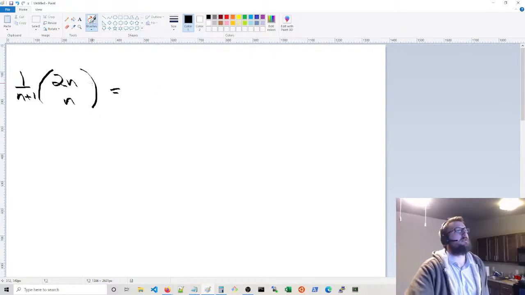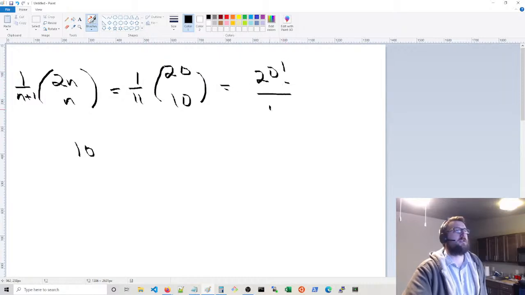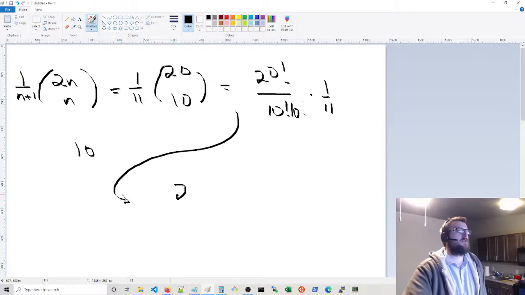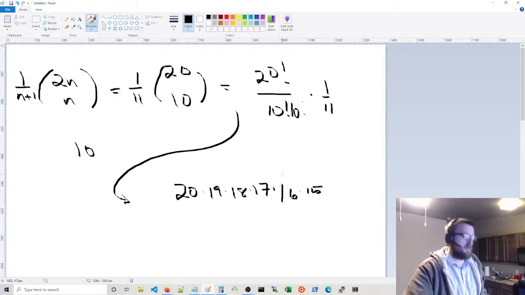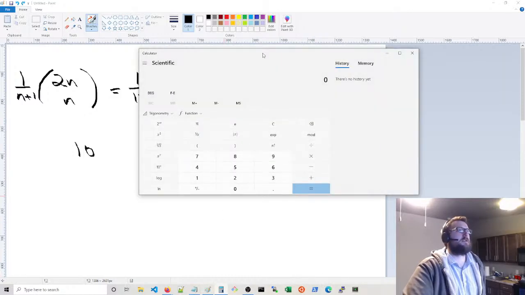So this is 1 over, and this is just for the number of multiplications that you could do. We said we might have 10 for a number, so this is 20 choose 10 over 11, which is 20 factorial over 10 factorial over 10 factorial over 11, which gives you 20, 19, 18, 17, 16, 15. Well, actually, we could just throw that in a calculator. I didn't really want to calculate that.